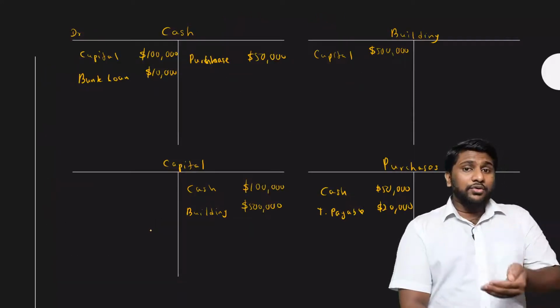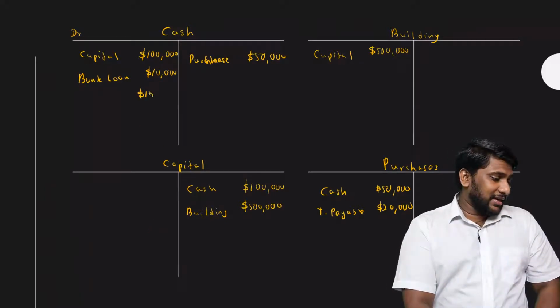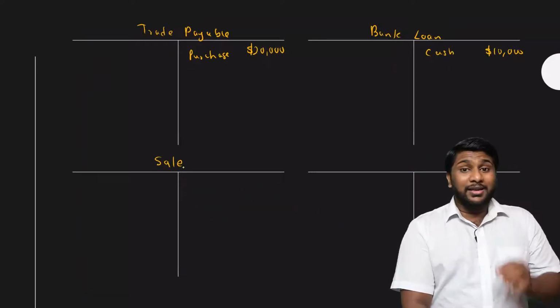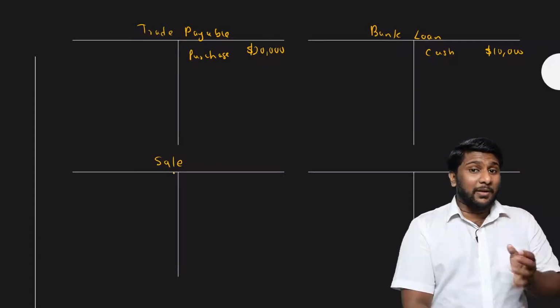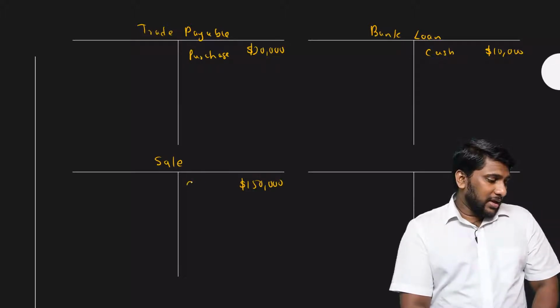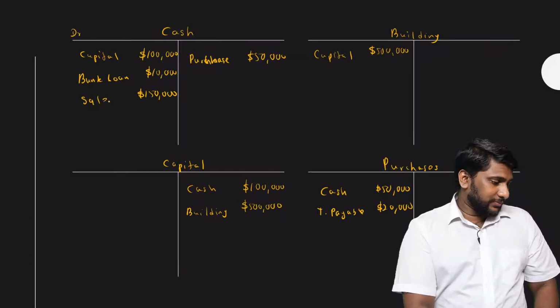So if you do some sales in cash, you will get cash. Cash is an asset. Asset increases. It's a debit record. And it is a sale. Sale is what? It is an income. Sales is an income. So income increases. It should be what? It should be a credit record, 150,000. Then here I will write cash, and here I will write sales.